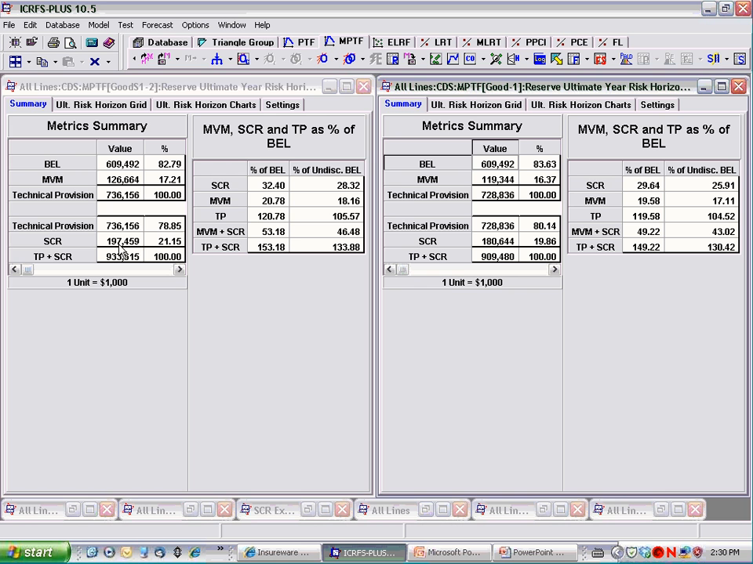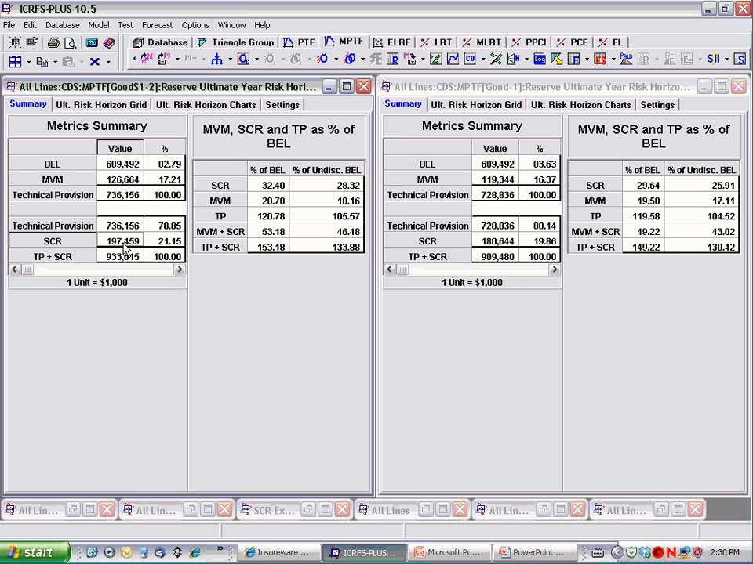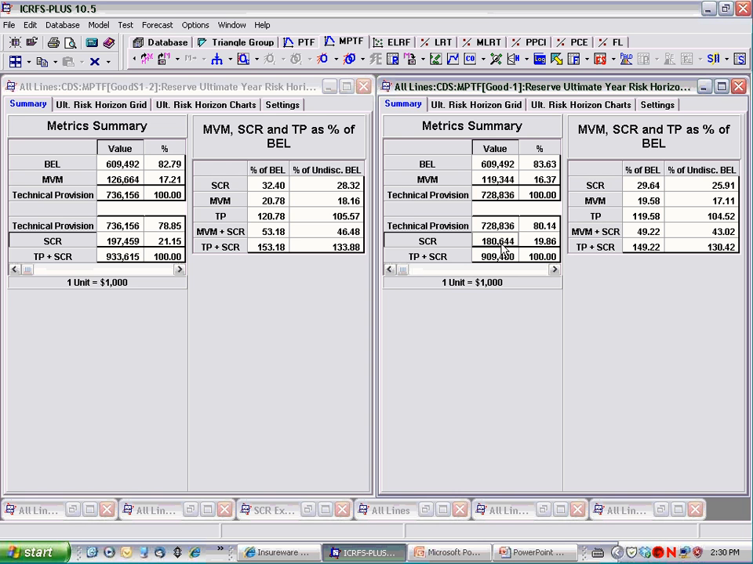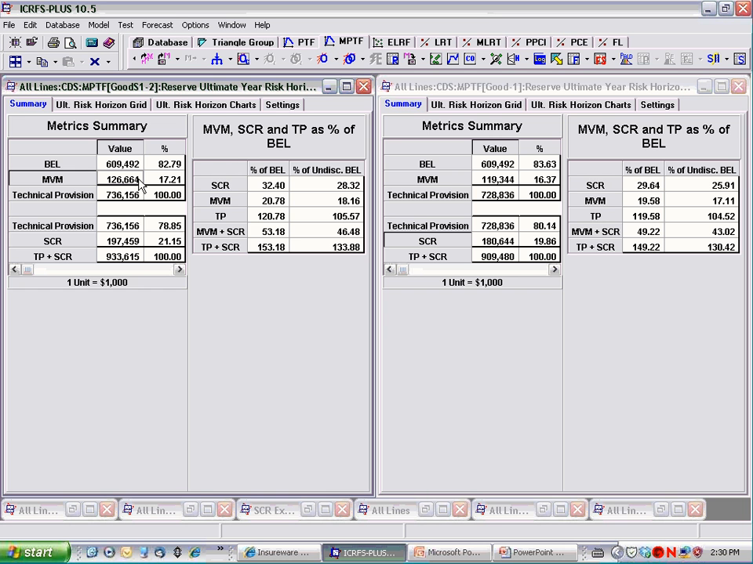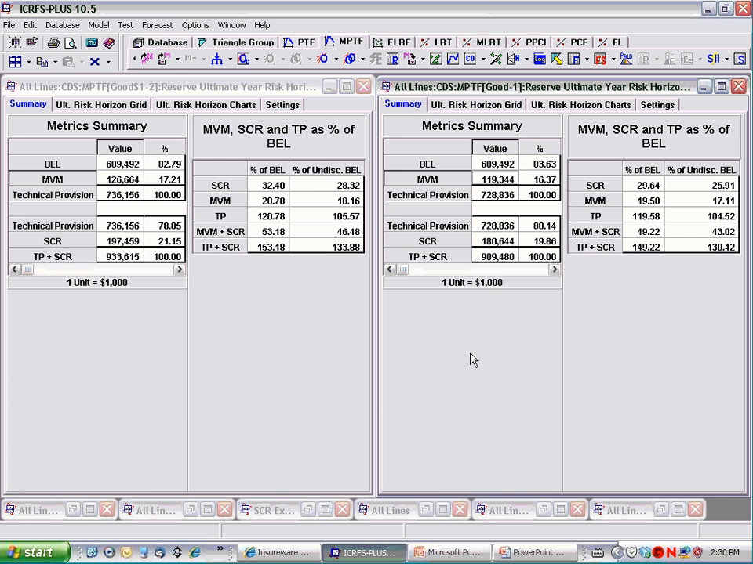So the SCR is 197. That's the VaR for the first calendar year. It's 197 versus 180. The market value margin is higher, 126 million. So the risk margin or the market value margin is higher because you don't allow for fungibility.